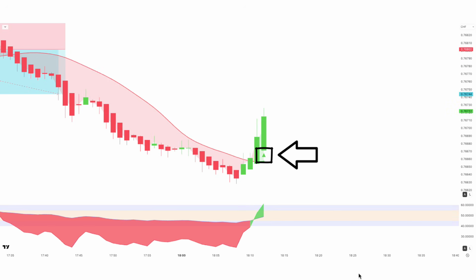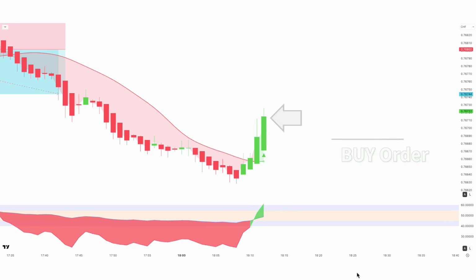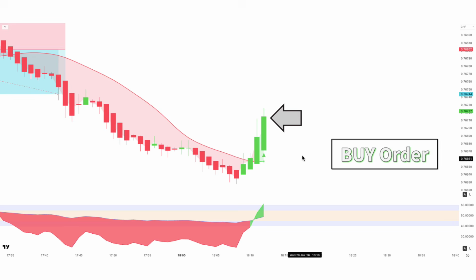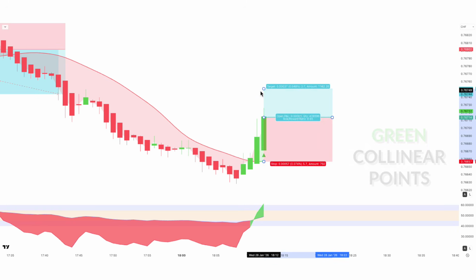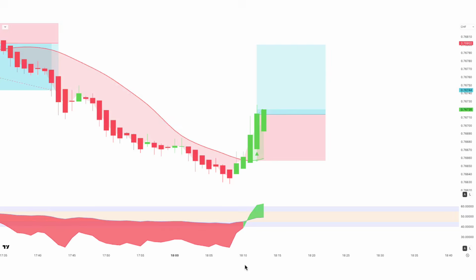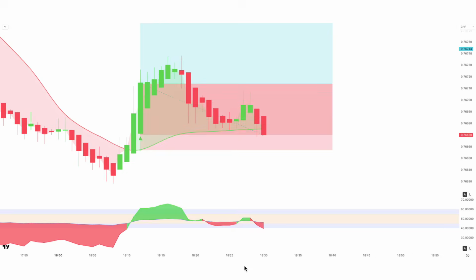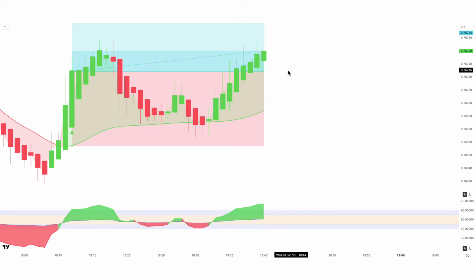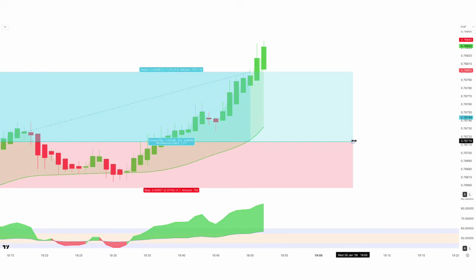When the Q-Clarity arrow of this indicator gives a buy signal, the Any Problems indicator should be in the green area, and the market forms a bullish candle. If this condition is fulfilled, then we will place a buy order. Our stop loss is to be placed at the green collinear points, and the risk to reward ratio will be 1:1.5. The market has completely hit the target.